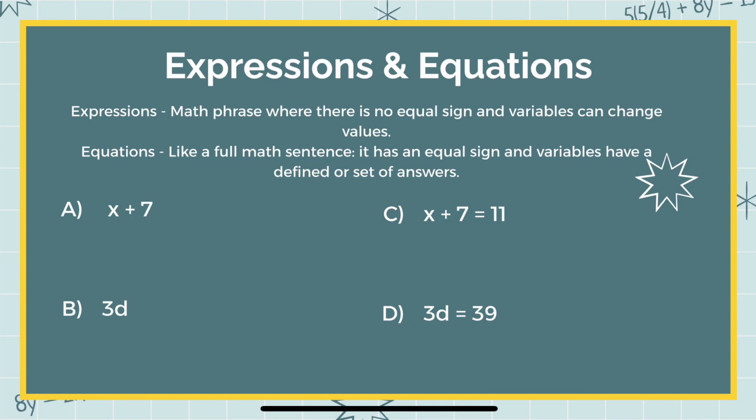D cannot equal what we want here. The value cannot change. If we plug 20 for d, 3 times 20 does not equal 39. So again, an equation's variable has a set or defined answer. And also remember, an equation has an equal sign. So there are the basics of variables, expressions, and equations.